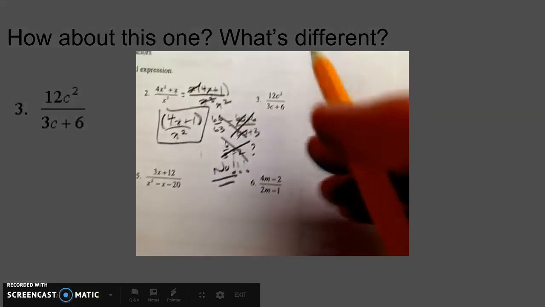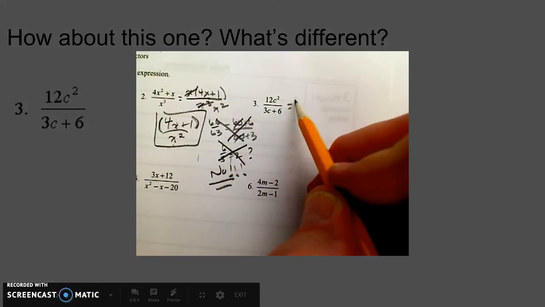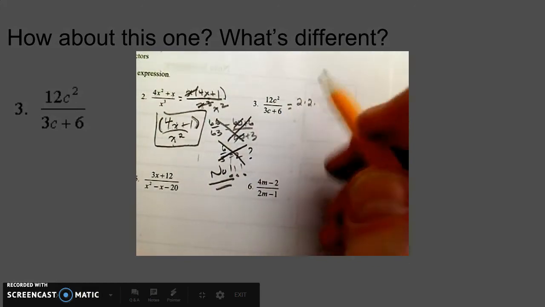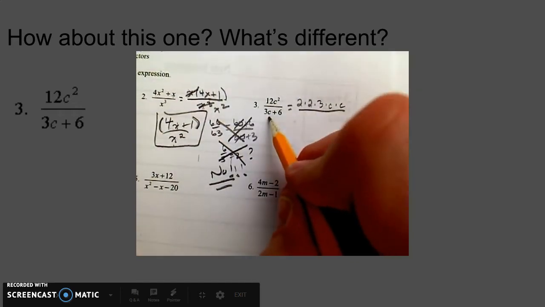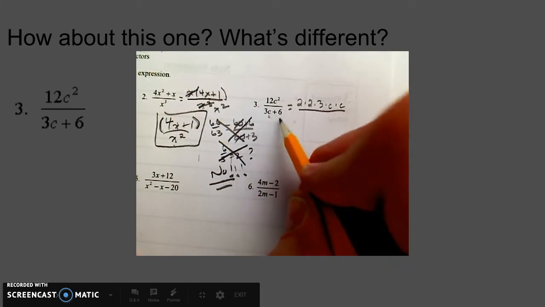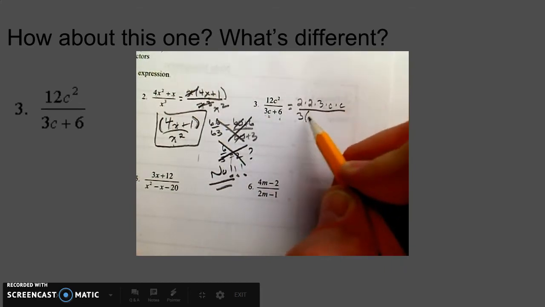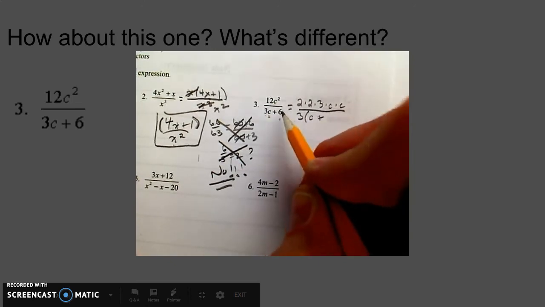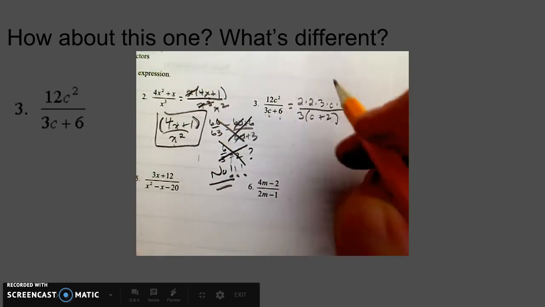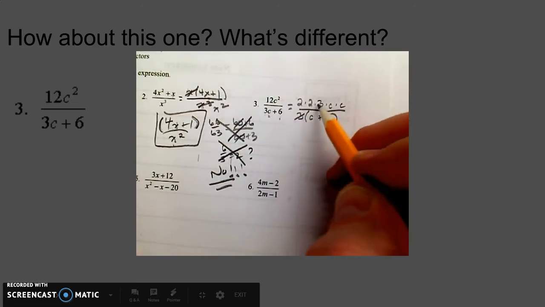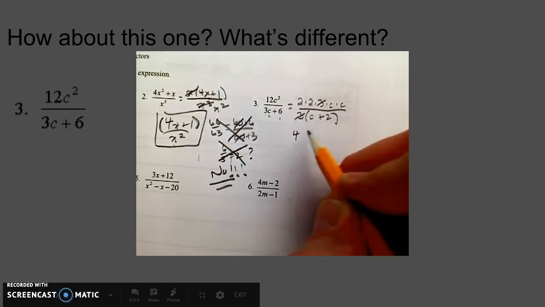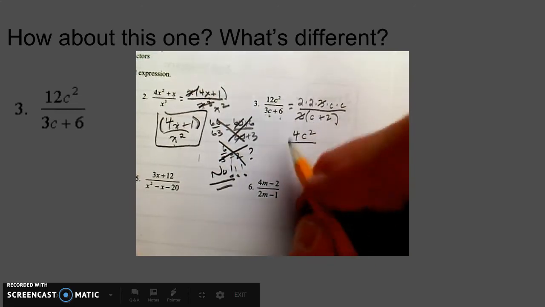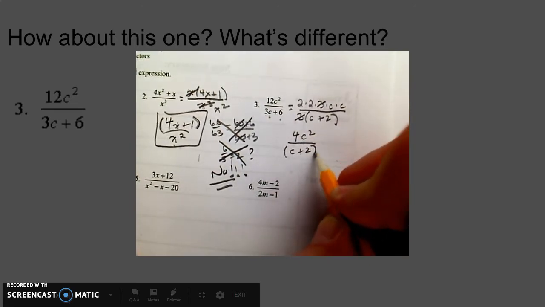So let's do that. 12c squared, 2 times 2 times 3 times c. In the denominator, I can't factor out a c here, but 3 is a factor of 3 and 3 is a factor of 6. So 6 divided by 3 leaves 2. So I can see now that I have a factor of 3 that I can divide out. In the numerator, 2 times 2, c times c, 4c squared. The denominator, c plus 2.